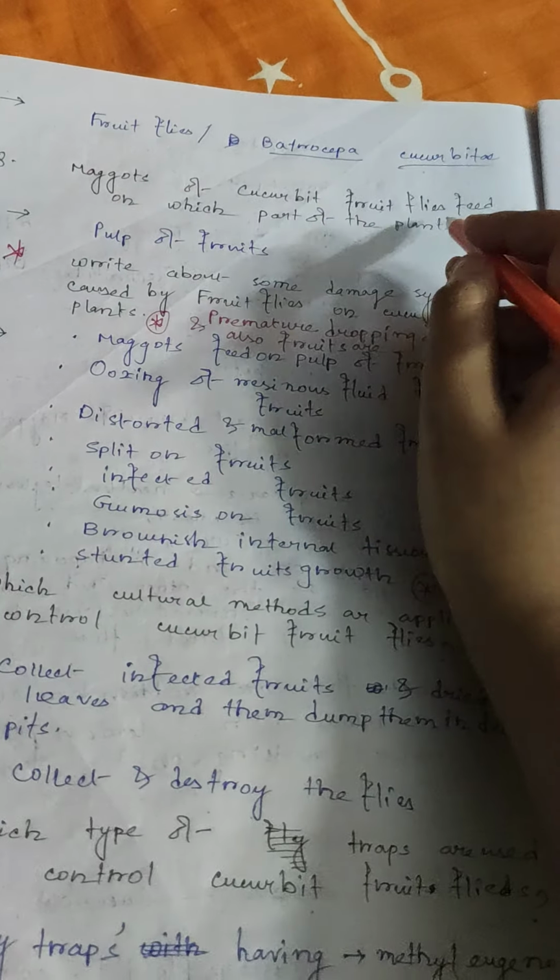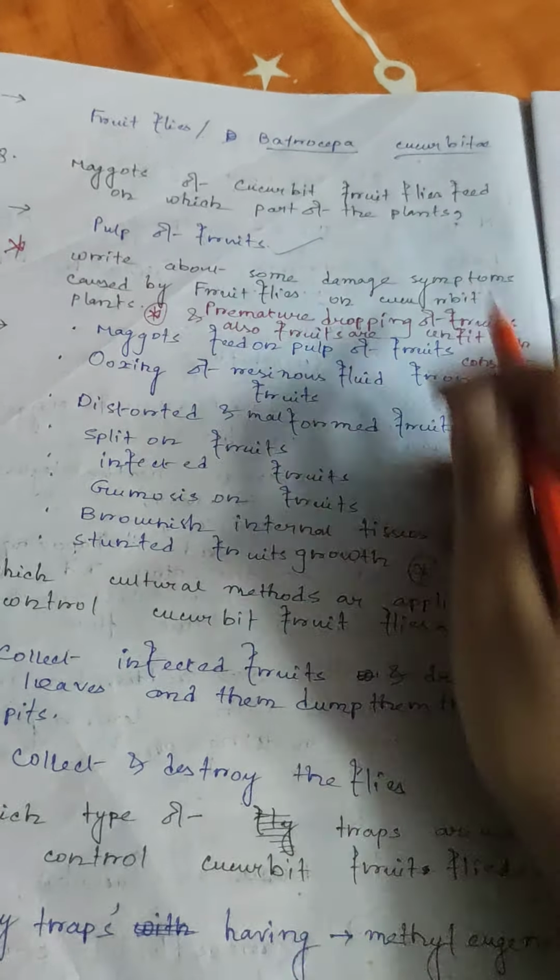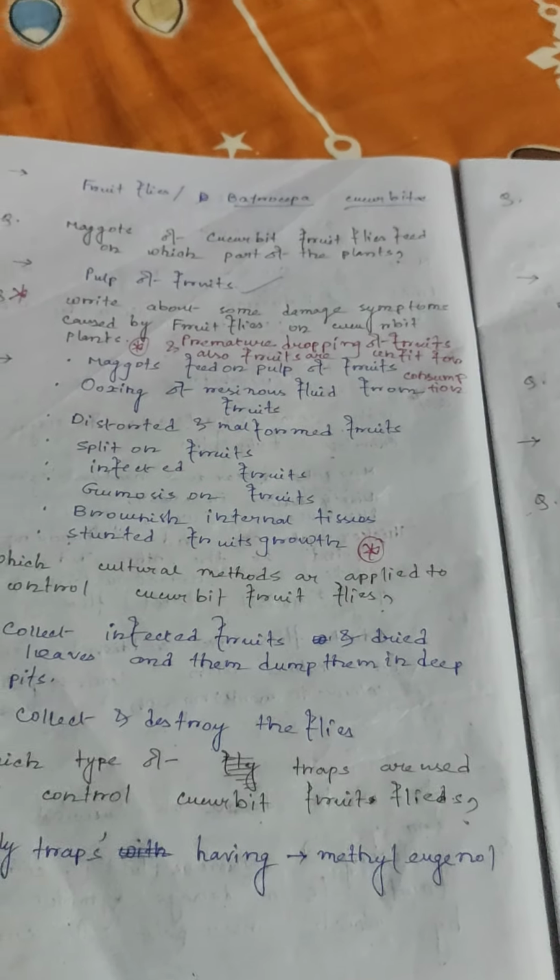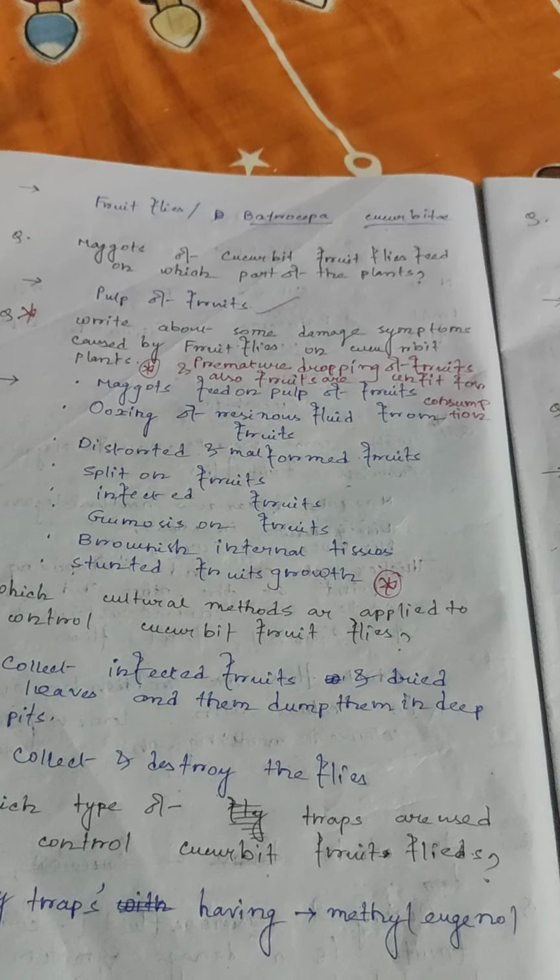Maggots of cucurbit fruit flies feed on which part of the plants? The pulp of fruits. Maggots of cucurbit fruit flies feed on the pulp of fruits.